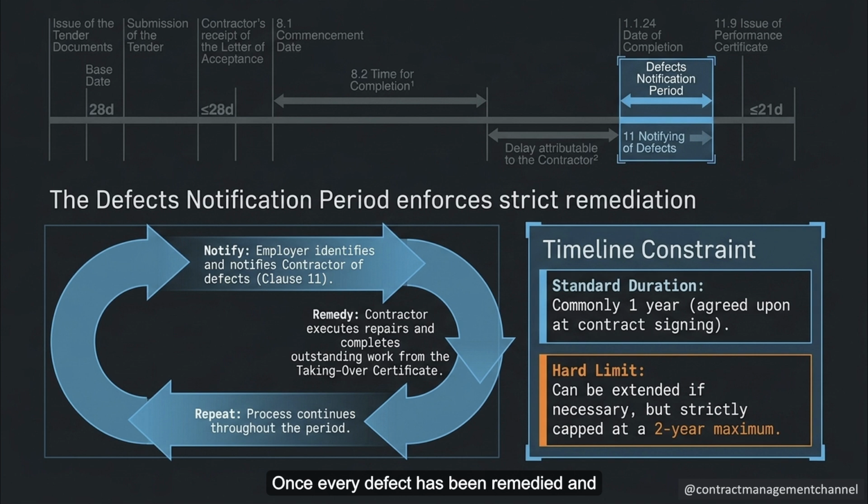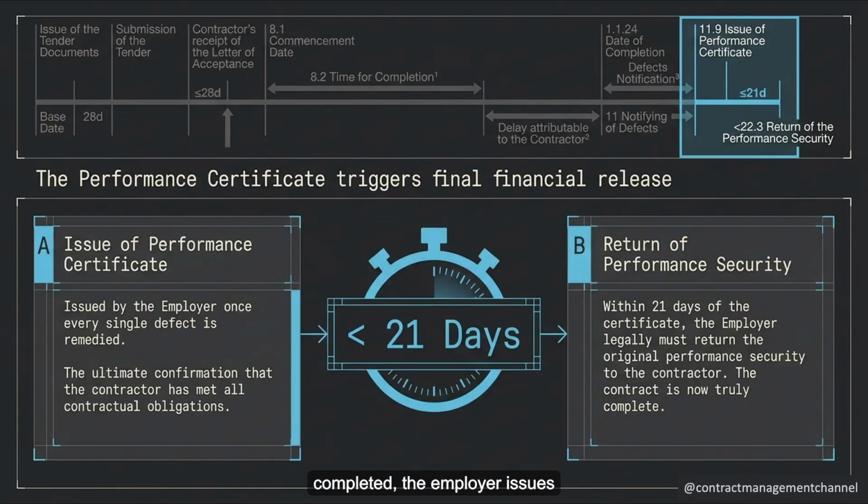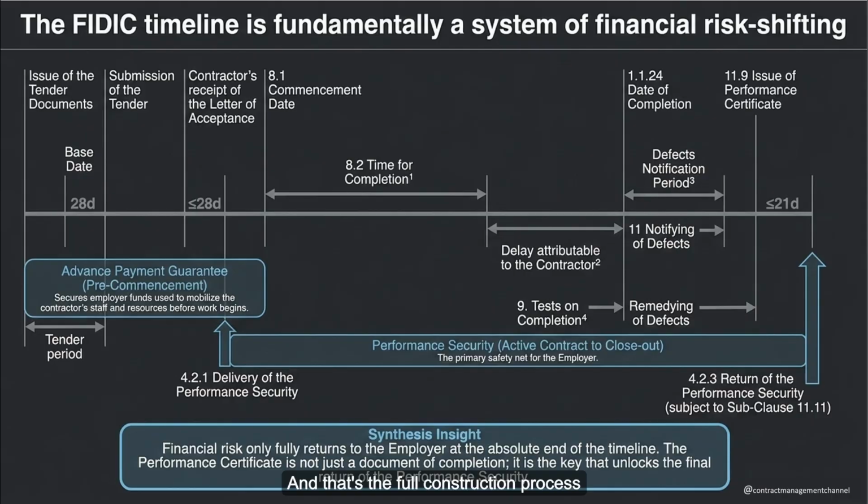Once every defect has been remedied and all outstanding work completed, the employer issues the performance certificate. This is the final certificate confirming the contractor has met all its obligations. And within 21 days of that certificate being issued, the employer has to return the performance security that the contractor originally provided. And that's the full construction process timeline under FIDIC, from tender to final release of security.